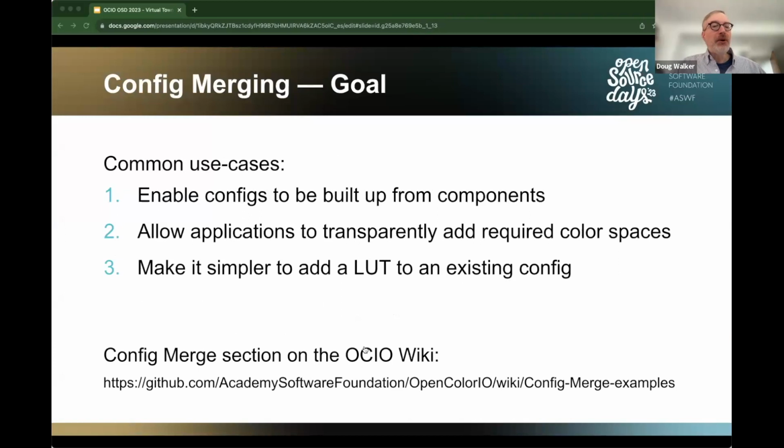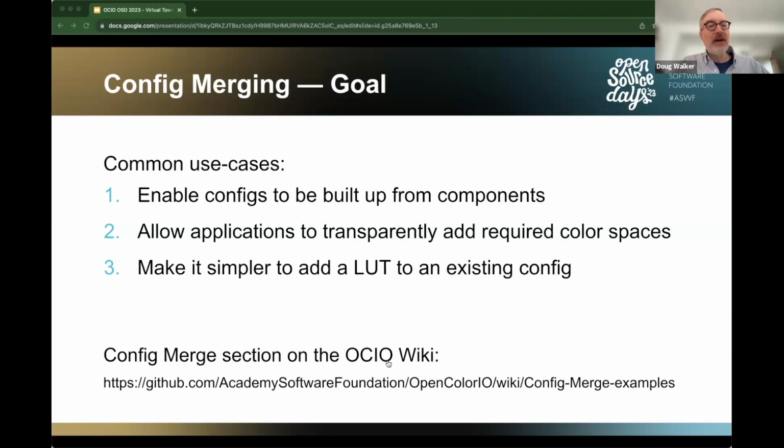So for config merging, we have a couple of use cases in mind. This is a commonly requested feature, and one of the examples is for studios that have a main config that they have for the facility, but then they have an additional few color spaces that they may want to add on a per show basis. That's kind of the first use case we're thinking of.